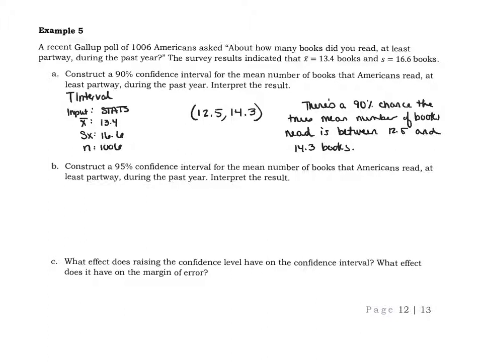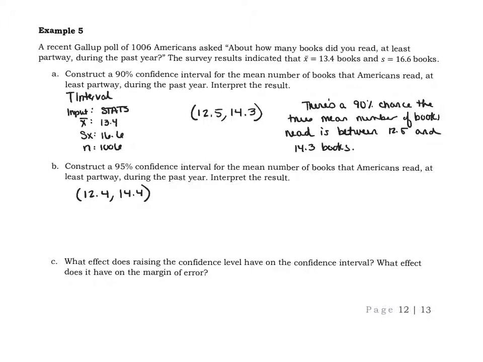Construct a 95% confidence interval and interpret the results. So again, if you go back into T interval, everything's going to be the same. Just change your confidence level to 95%. I want you to think for a second what should happen if we go from 90% confident, think of that target, to 95% confident. What should happen to that target, to that interval? It should get bigger. So if you change that 90% to 95%, we end up with 12.4 on the low end and 14.4 on the high end.